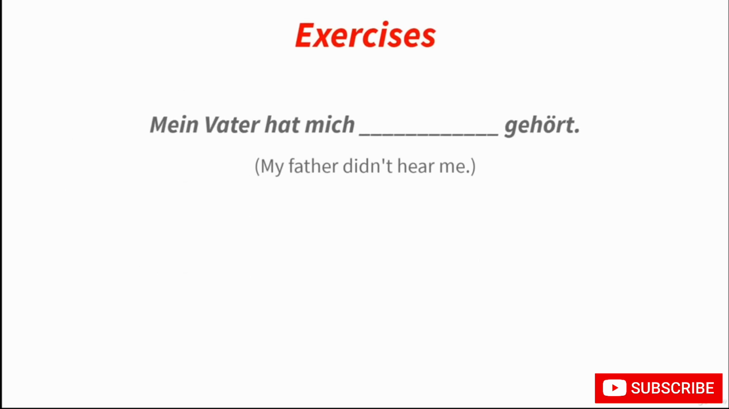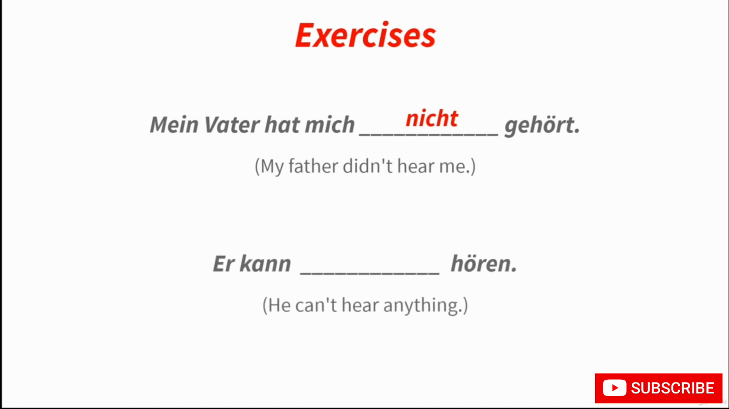Mein Vater hat mich gehört. This sentence means my father didn't hear me. What do you think is the answer? Nicht. Why? Because here we are negating the verb, and we want to say did not.